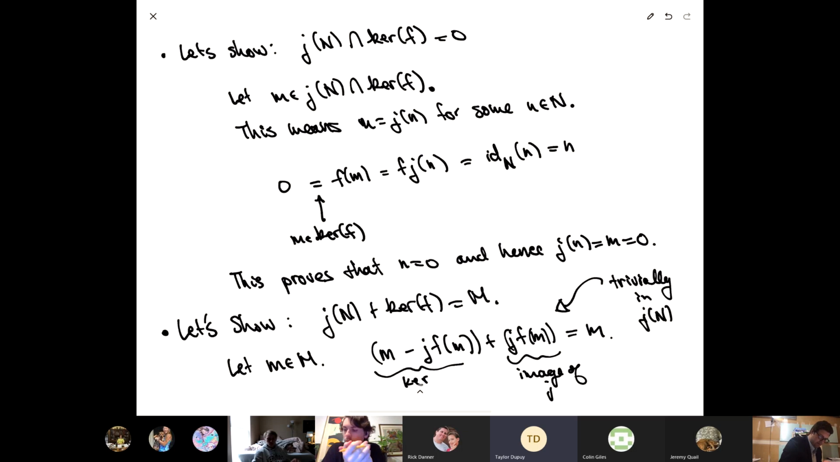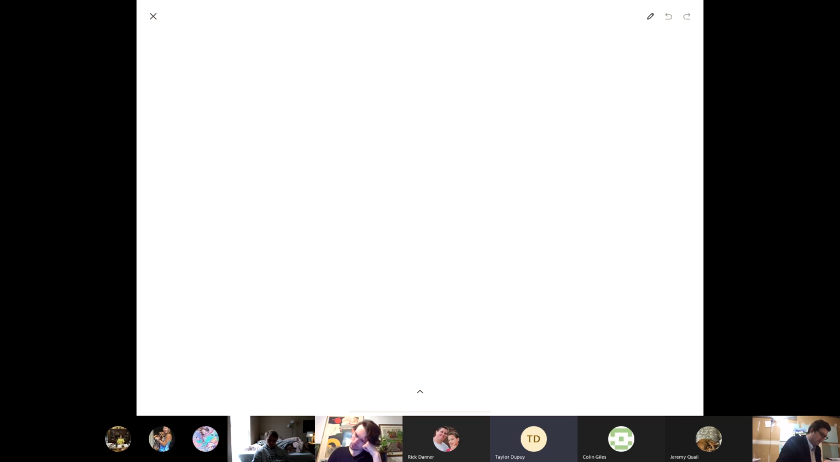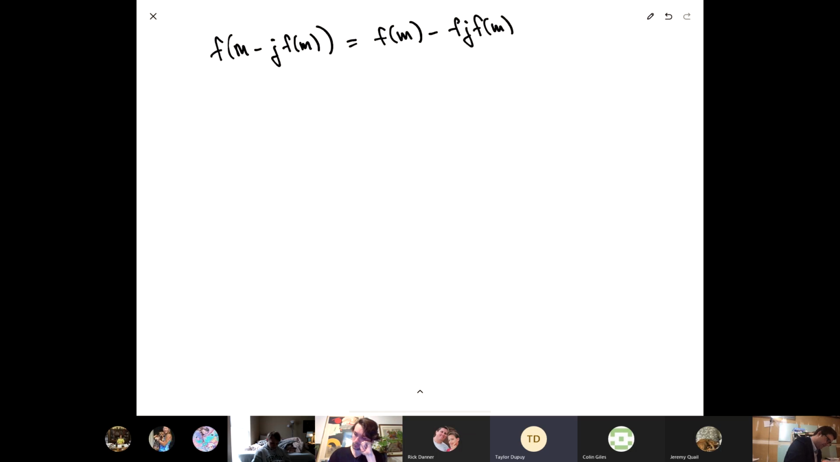Agreed? It's J of something, so it's in J of n. All that we need to show is that this thing is in the kernel here. Okay, so let's do m minus J f of m. Let's apply f to this. So this is f of m minus, and now we have f j f of m, right?